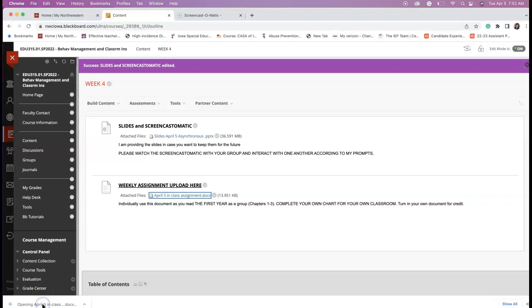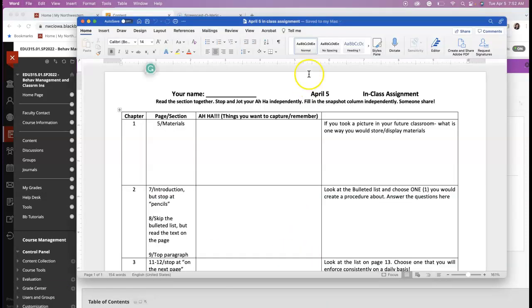Okay, this is the assignment that you are going to be working on together. Here is the page of your first year and the section that you are going to be reading together. As the directions say, read that section together. Just do round robin reading, or you can read silently, that's also fine. And you're going to stop and jot your aha independently, and then fill in the snapshot column independently, and then have at least one person or maybe more share, depending on the time that you have.